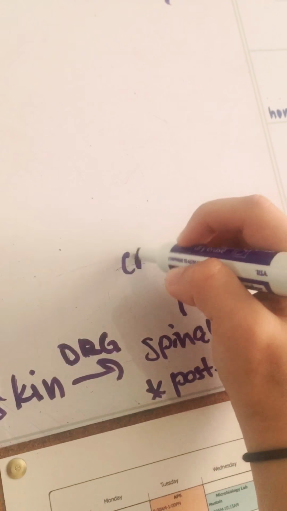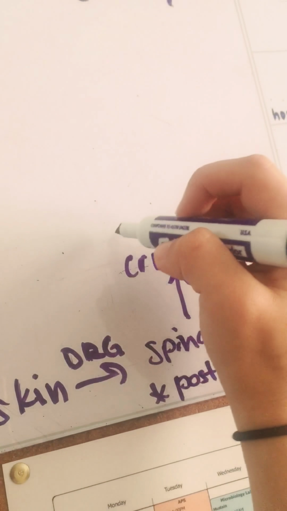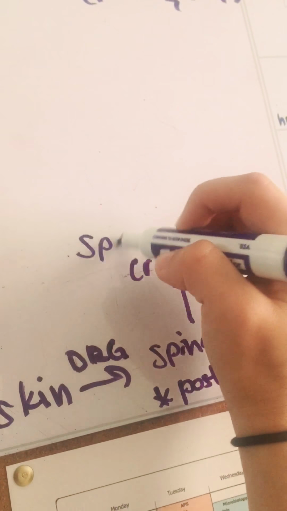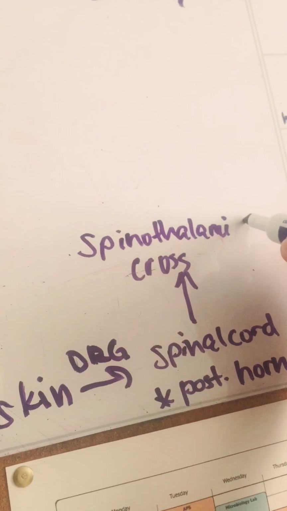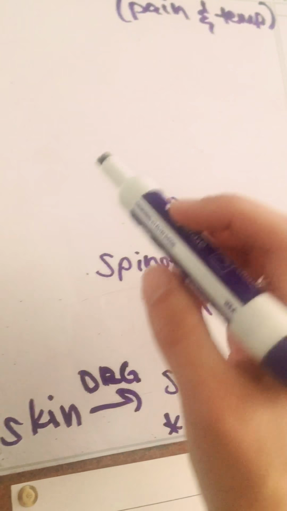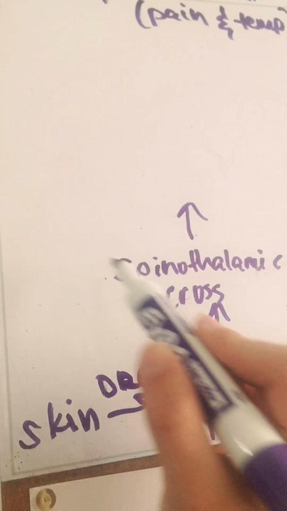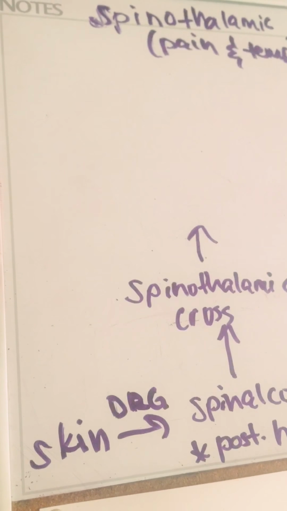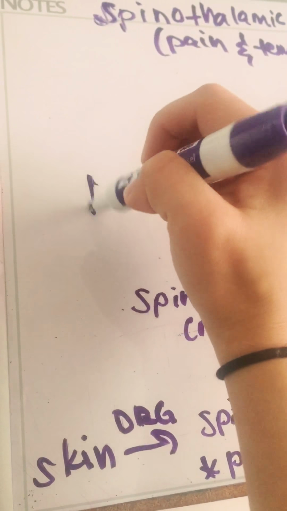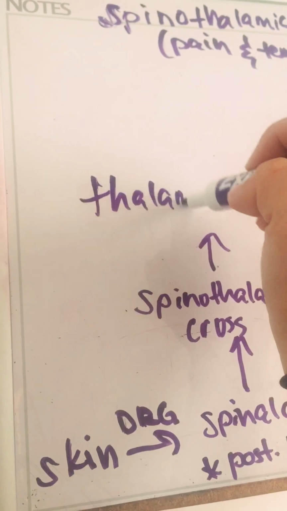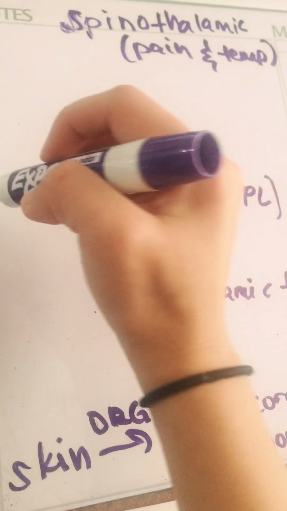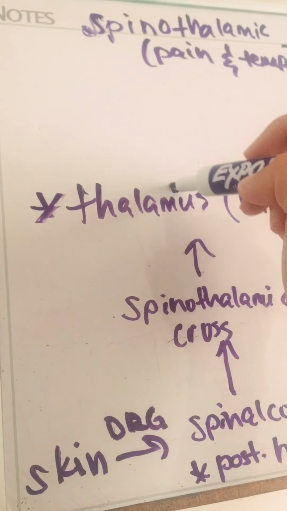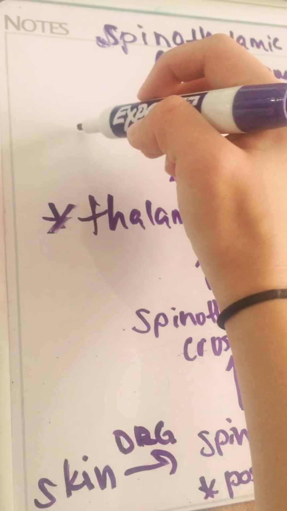Continues ascending, well, first it crosses into the actual spinothalamic tract and continues ascending through the tract via the pons, medulla, and midbrain until it eventually reaches the thalamus. Now in the thalamus it will go to the ventroposterolateral nuclei and it will synapse there as well.